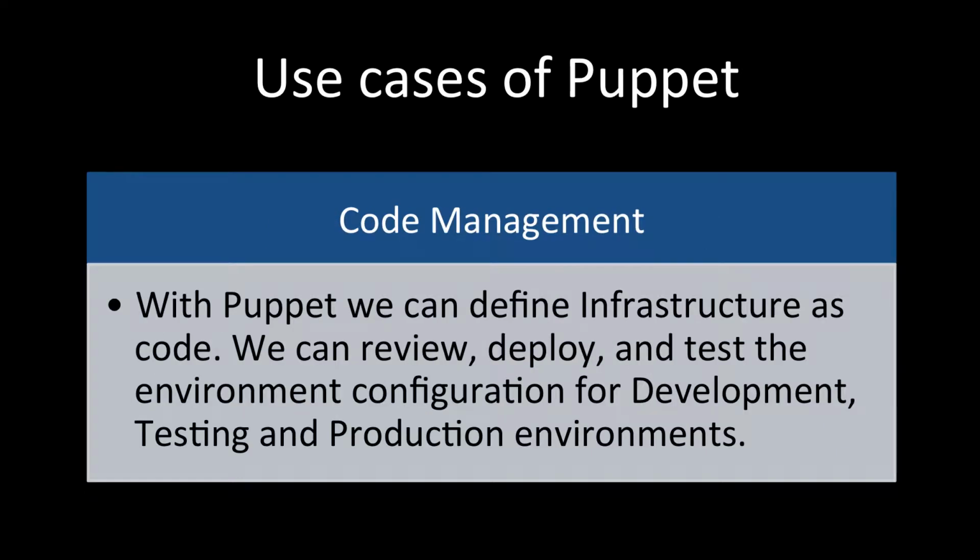Then we have code management. What code? This is our DevOps code. In Puppet we can define infrastructure as code, and then we can review, deploy and test the environment configuration for development, testing and production environments. That way all this code can be managed and version controlled in Puppet.